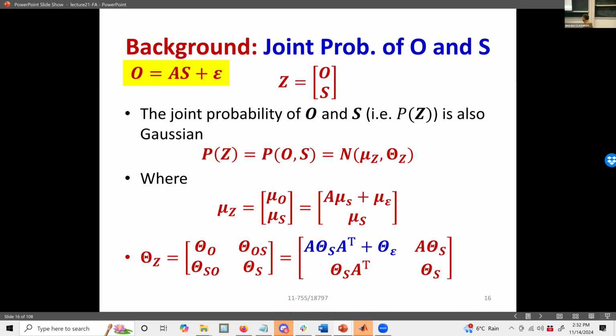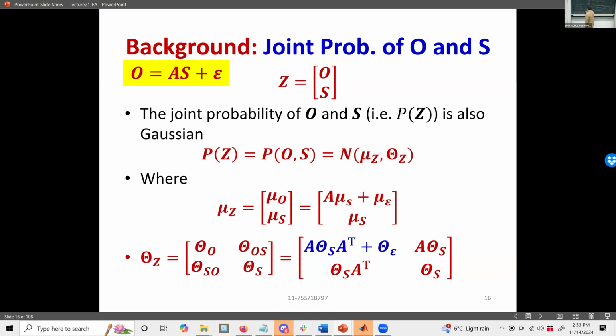Okay. And then secondly, what is the covariance matrix of Z, which is the joint of O and S? That is simply going to be this matrix here: theta O, theta OS, theta SO, theta S, correct? Everybody with me in this? And so I can expand it out. I know theta O is A theta S A transpose plus theta epsilon. We just saw that theta OS is A times theta S. Theta SO is theta S times A transpose. And the bottom right is simply the variance of S itself. So is anything controversial about this statement?